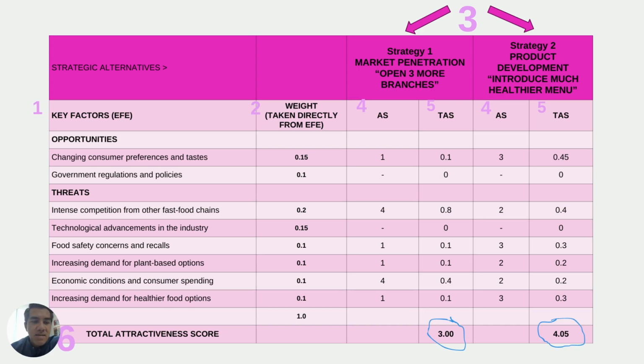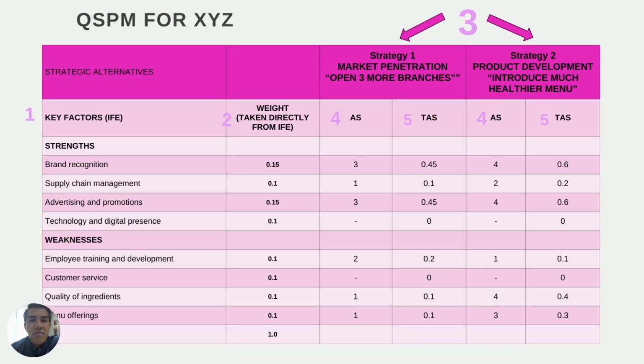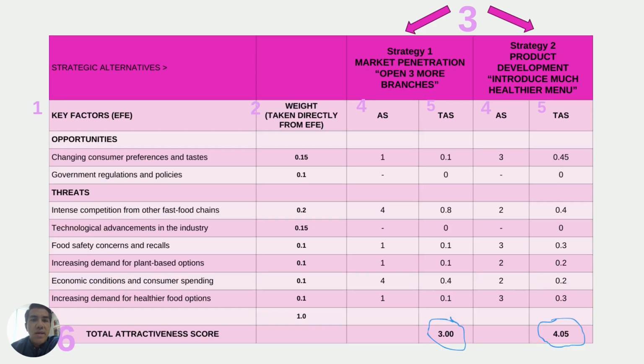In step number 6, the final step, you need to calculate the total attractiveness score. You have to get the summation of the values of the total attractiveness scores. We are going to add all of the values in column number 4 for strategy 1, and all of the values in column number 6 for strategy number 2, and this will give you the total attractiveness score for each of the strategies. This value is the most important value that you are going to use to make your decision. Now you have completed the process of performing the QSPM for company XYZ.